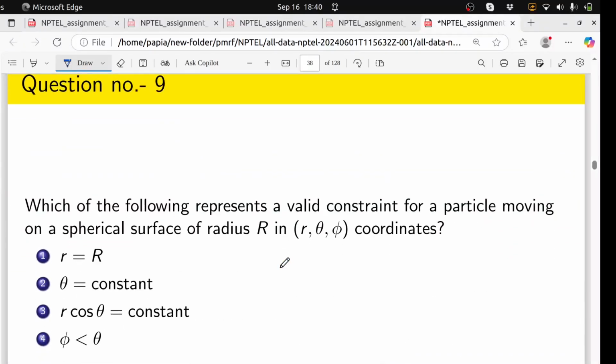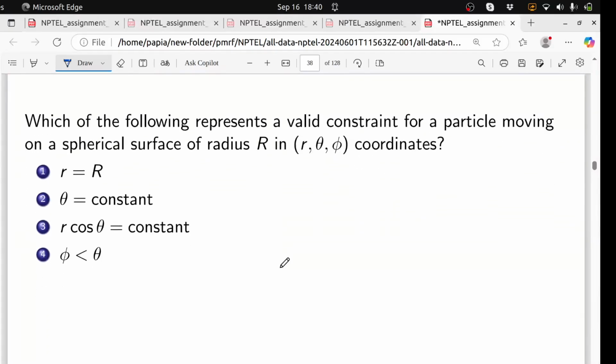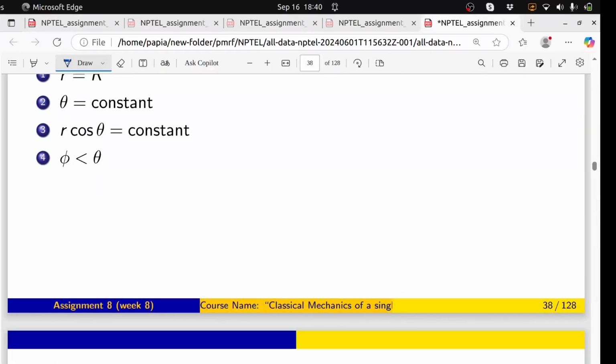Now coming to question number 9. Which of the following represents a valid constraint for a particle moving on a spherical surface of radius r in r theta phi coordinates? Okay, so for this case, as we have already mentioned, as this is given like a spherical surface, that means we have to take the basis as r theta phi. Okay, so r theta phi, and what are r, theta and phi, that we know.